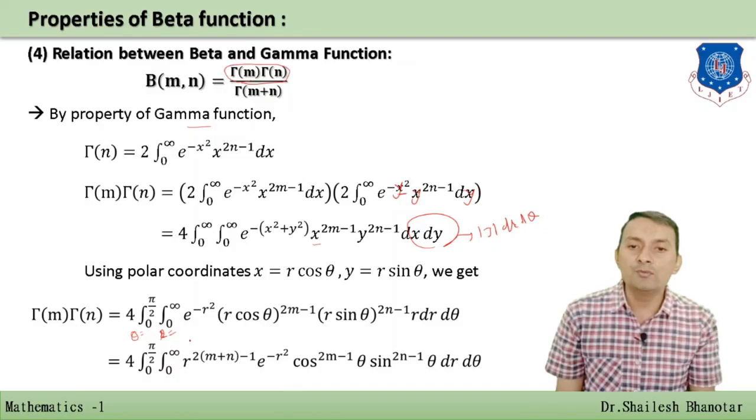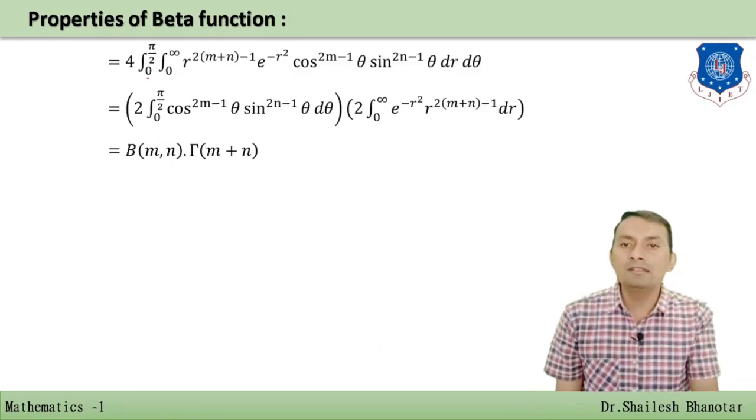But when you simplify, what can you write? Try to understand, this is r raised to 2m minus 1, r raised to 2n minus 1 into r. So when I combine, r raised to 2m minus 1 plus 2n minus 1 plus 1, what I will get is r raised to 2 into m plus n minus 1, and then e raised to minus r square, cos theta raised to 2m minus 1, sin theta raised to 2n minus 1, dr and d theta.